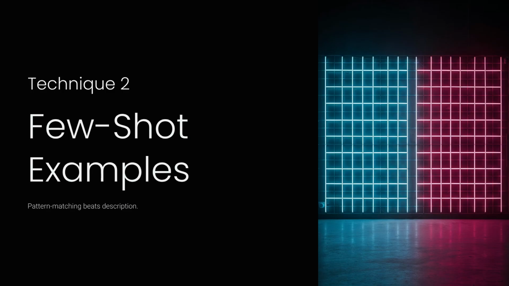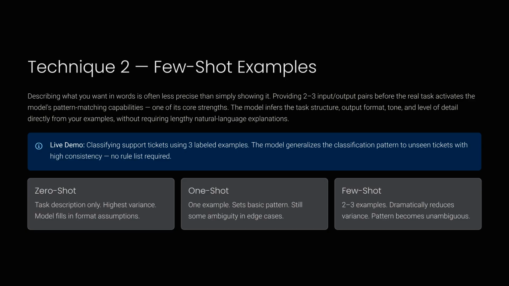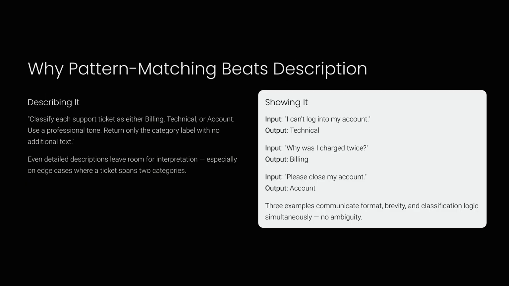Simply put, pattern matching beats a long, wordy description every time. Providing 2 to 3 input-output pairs activates the model's pattern matching capabilities. This is far more effective than trying to explain every detail, as the model can infer your desired structure and tone from your examples. Here is a comparison. Describing the classification logic leaves room for misinterpretation. Showing it with specific examples demonstrates your required format and logic immediately, removing all ambiguity for the model.